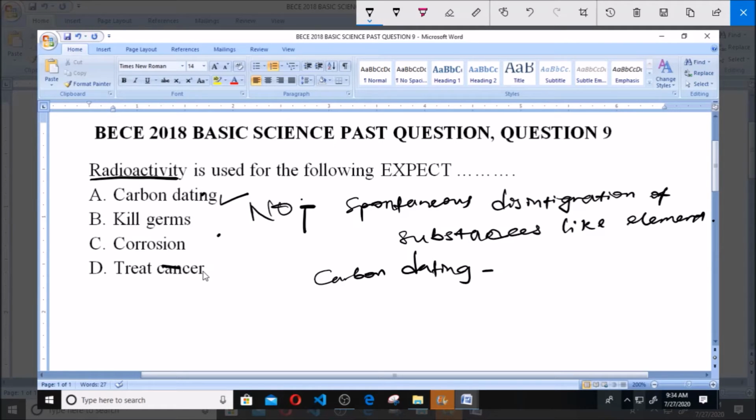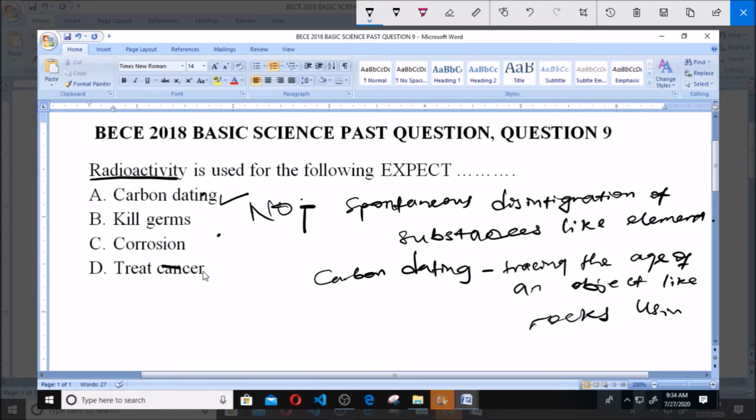Carbon dating simply means tracing the age of an object, like rocks, using radioactivity. So carbon dating is a use of radioactivity.